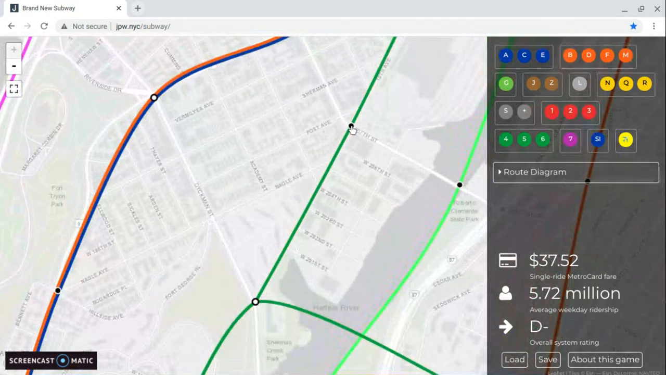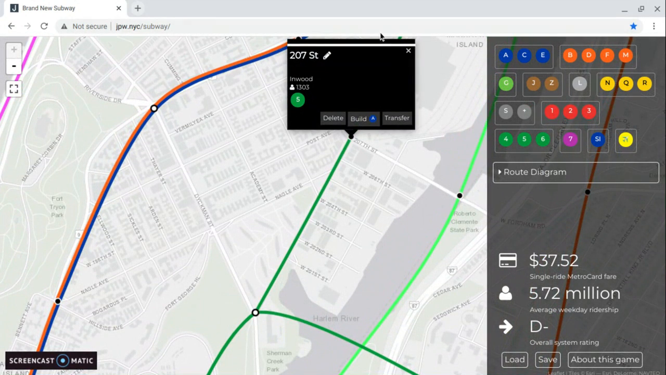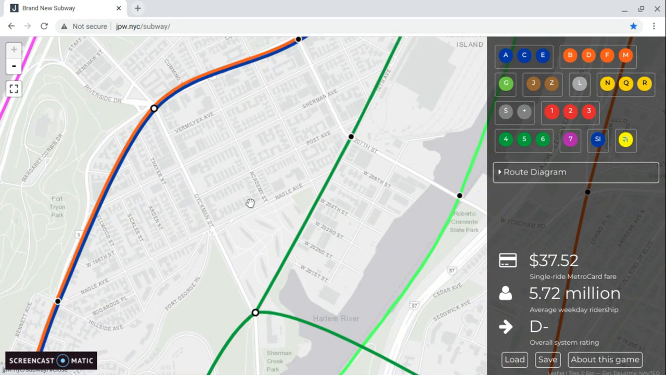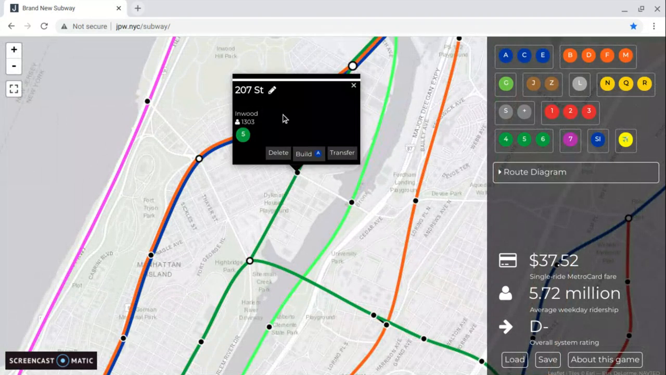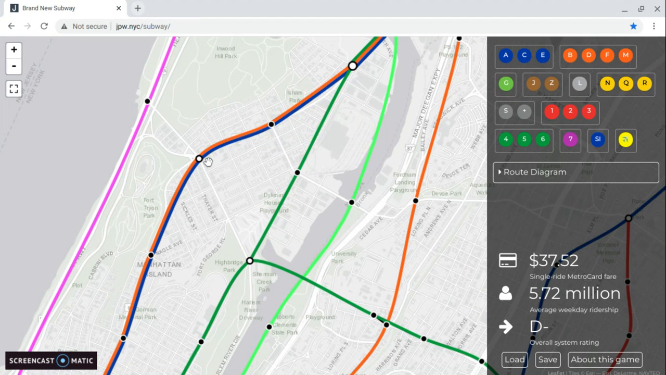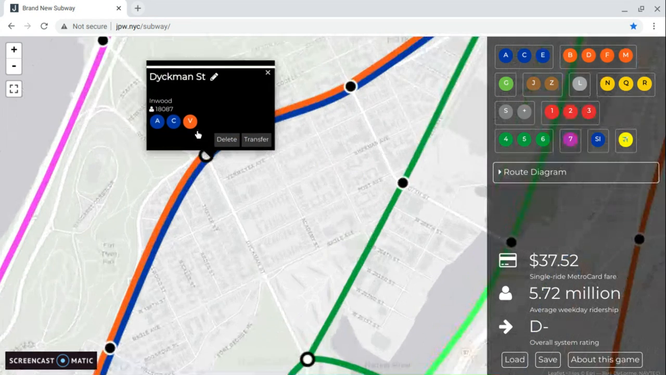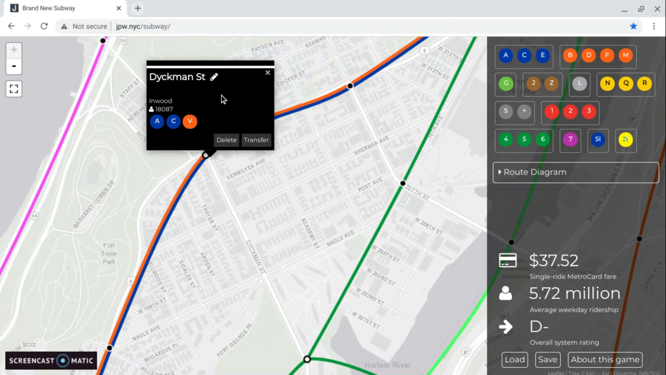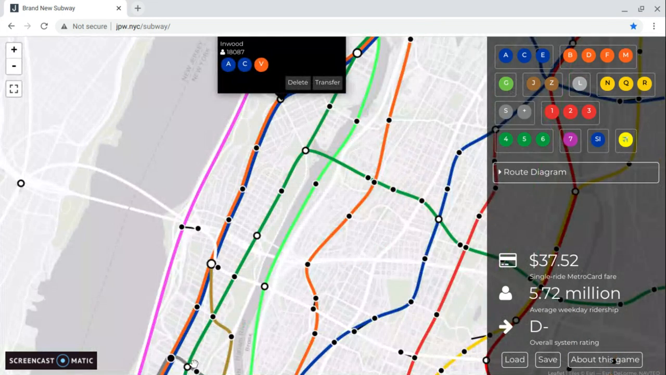In real life, this is a 1 train location, the location of the 207th Street Yard for the 1 train, but actually, that's one of the yards on the 1 train. This is, in the outside world, the location on the 5 train. This is Dikeman and Broadway, location for the A, C, and V trains. This is a real-life location on the A train.